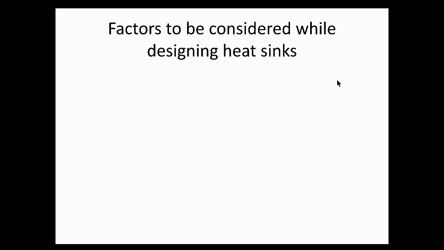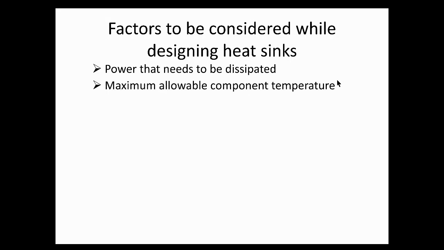All right, now before doing that, we're going to look at some factors that you need to consider when you are designing heat sinks. The first one, you want to be mindful of the power that needs to be dissipated. That's the first thing. You also want to look at the maximum allowable component temperature, right? So these you can get from the manufacturer's data sheet.